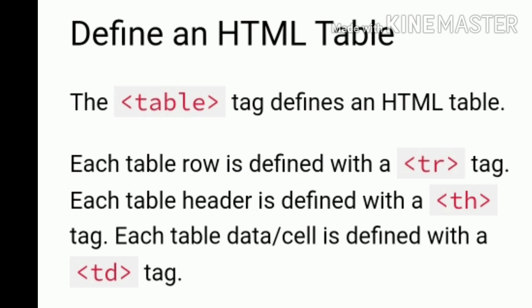Generally, we can take any example of columns. Here, border is an attribute of the table tag, and it is used to put a border across all the cells. If you do not need a border, then you can use border equal to, within double quotation marks, 0.